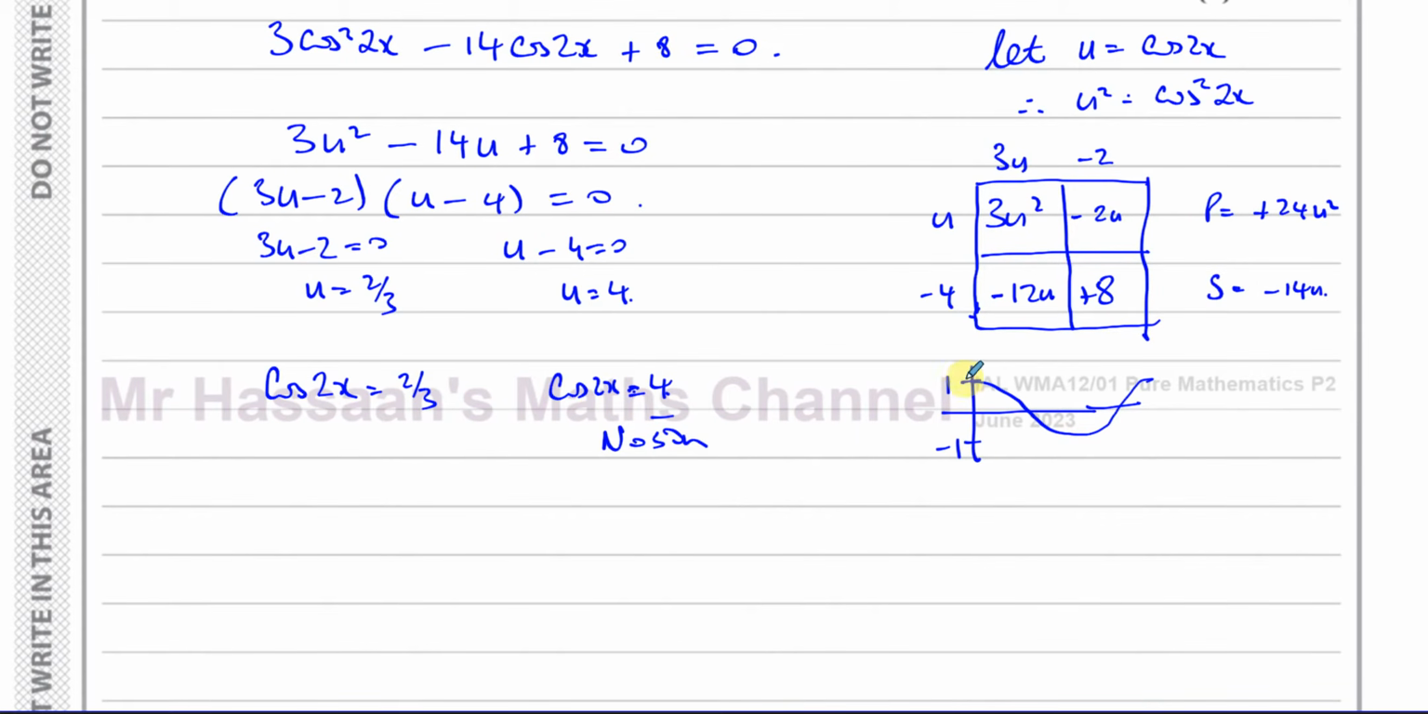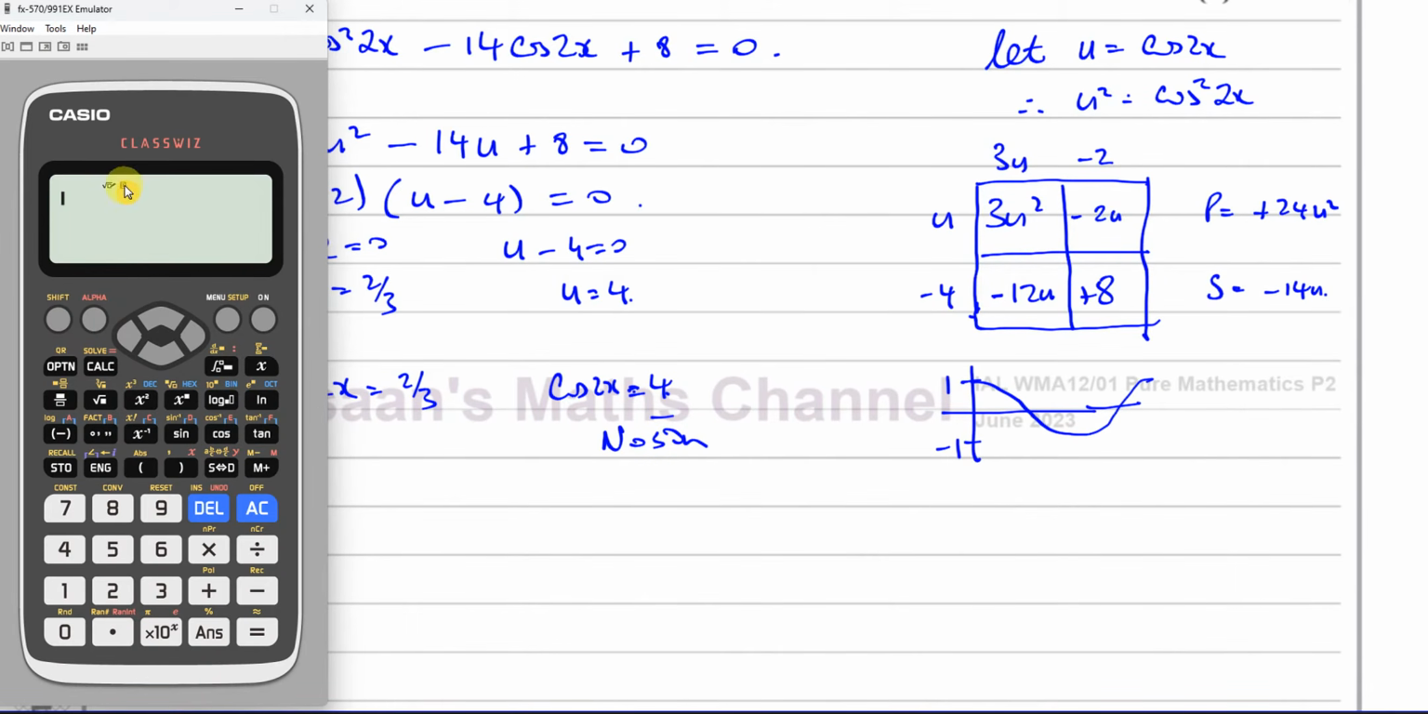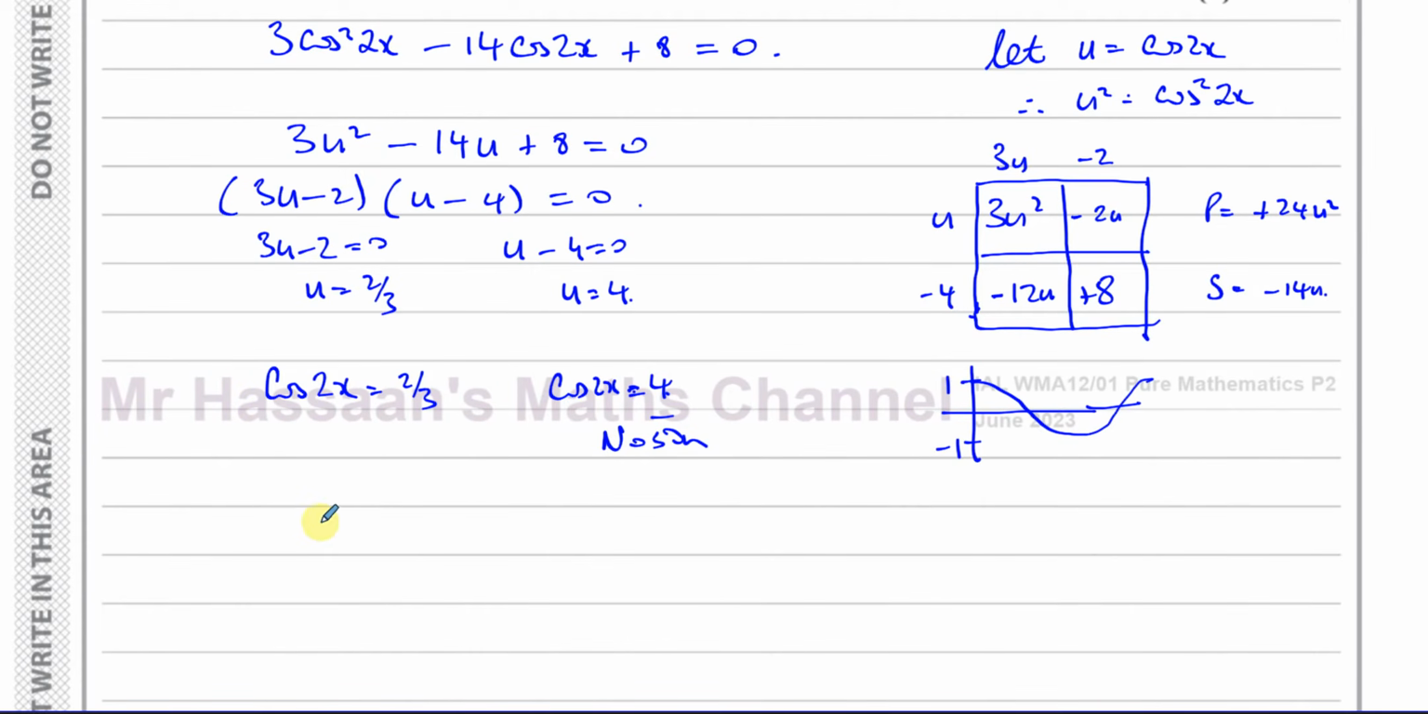So this is going to give you a maximum of 1 and a minimum of -1. So it can never equal 4. If we try to use a calculator and say inverse cosine of 4, in degree mode, we will see that it gives a math error because there's no way it reaches that. So we know there's no solution to this, but cosine 2x equals 2/3 will have a solution.